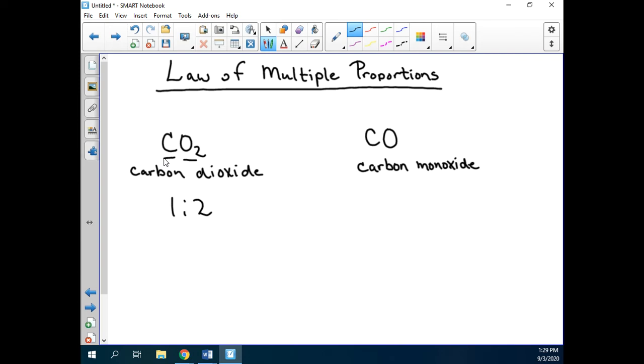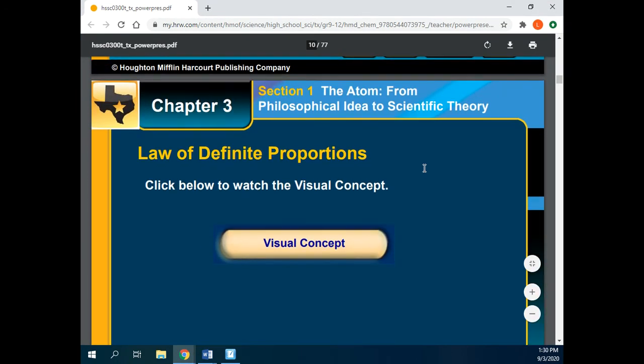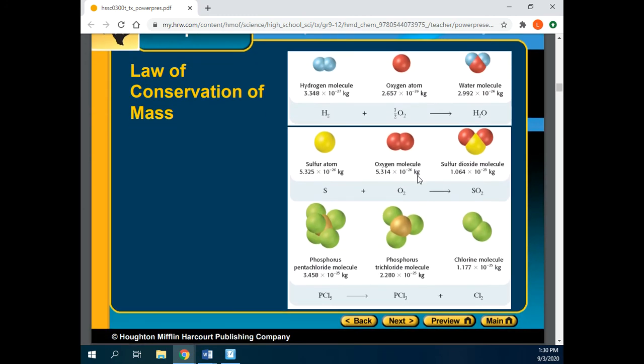Carbon monoxide is super dangerous. It's still made up of carbon and oxygen. It's just in a 1-to-1 ratio. So the only thing changing either one of these is the ratio. They both have carbon and oxygen in them, but it makes them very, very different. Both of those were vocab words, so you will have them in your vocabulary.